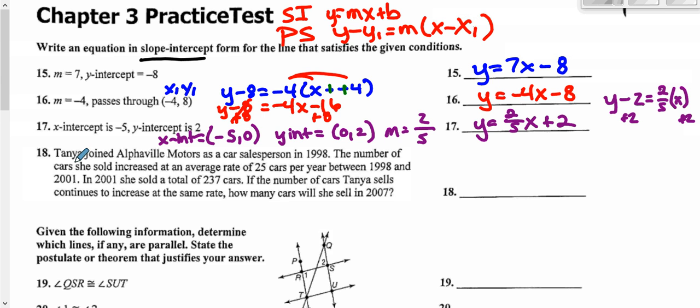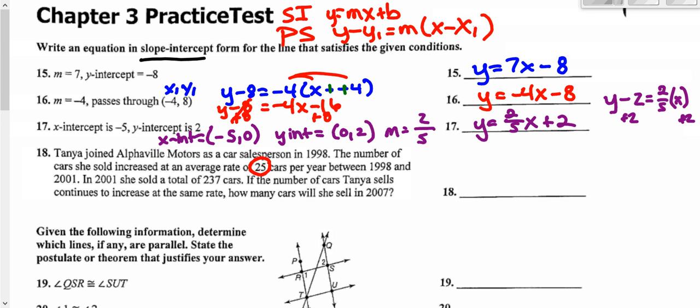Here we have a word problem, so let's take a look. Tanya joined Alphaville Motors as a car salesperson in 1998. The number of cars she sold increased at an average rate of 25 cars per year. Okay, so the 25 cars per year is going to then be the slope. So let's keep that in mind.